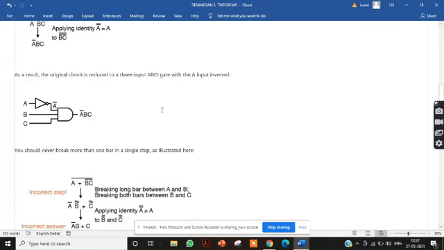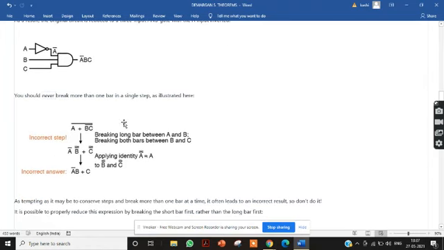But sometimes you will make mistakes. Don't make such mistakes. Don't break more than one bar in a single step. You observe here, what is the wrong way? We will follow this if we have no clear-cut idea. See, (A plus BC bar) whole bar. If you break the long bar between A and B, breaking both bars between B and C at a time, then what will you get? A bar, B bar whole bar.